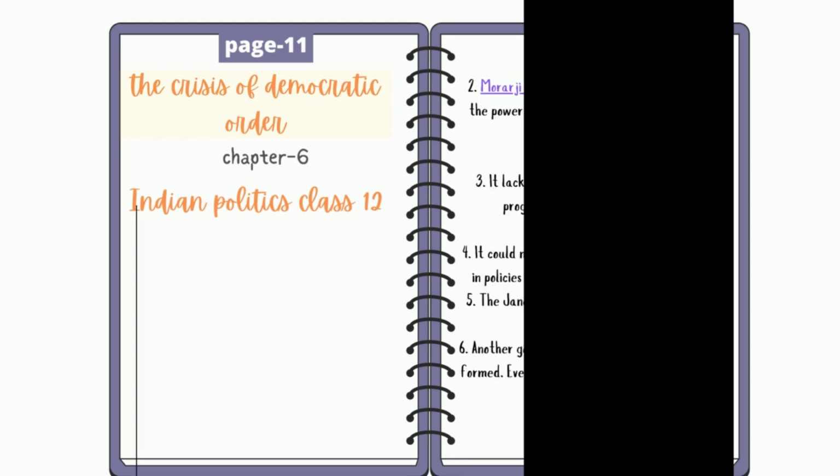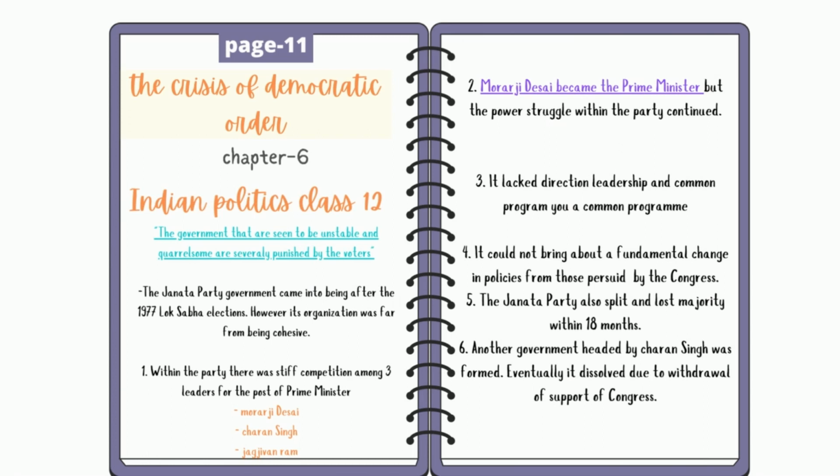Second, our statement is: the governments that are seen to be unstable and quarrelsome are severely punished by the voters. The Janata Party government came into being after the 1977 Lok Sabha elections. However, its organization was far from being cohesive. Within the party, there was stiff competition among three leaders for the post of Prime Minister. First, Morarji Desai, second, Charan Singh, and third, Jagjeevan Ram. You have to remember these.